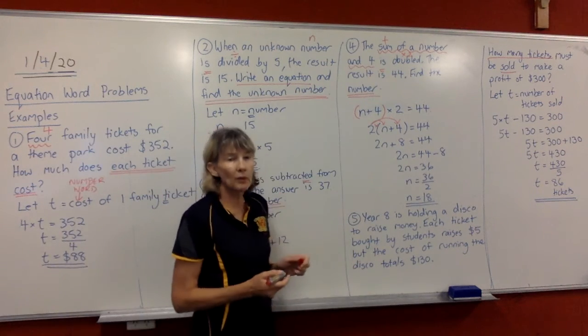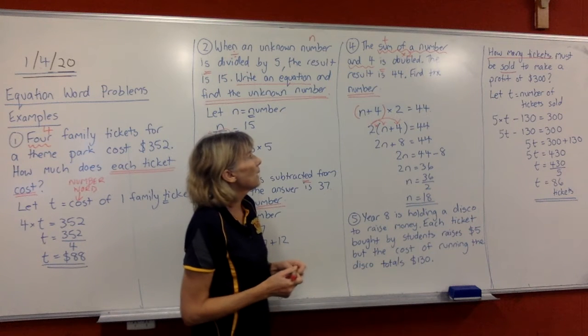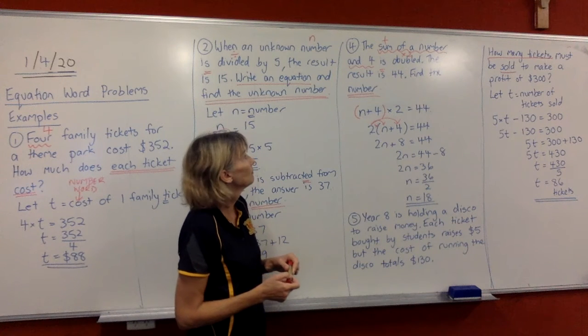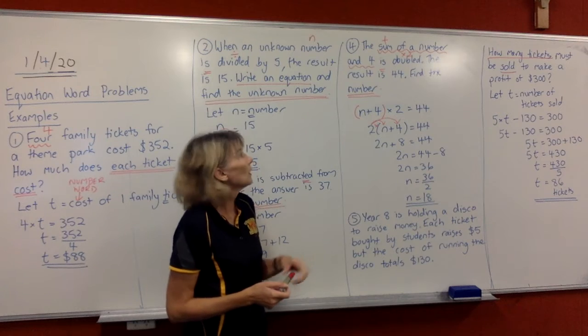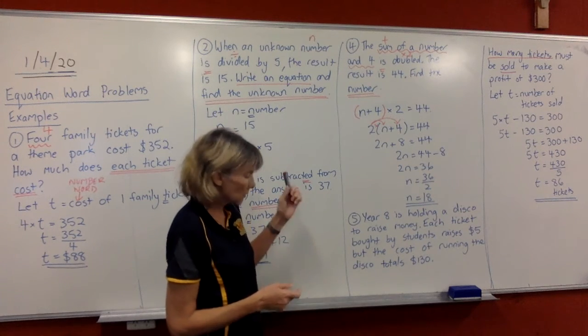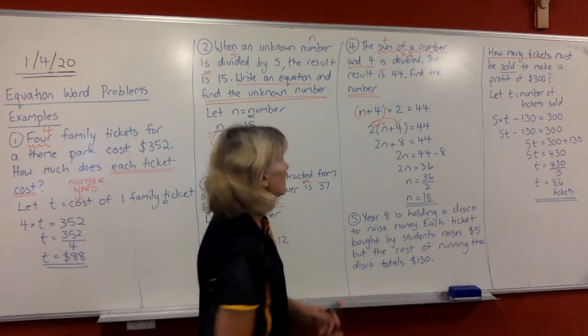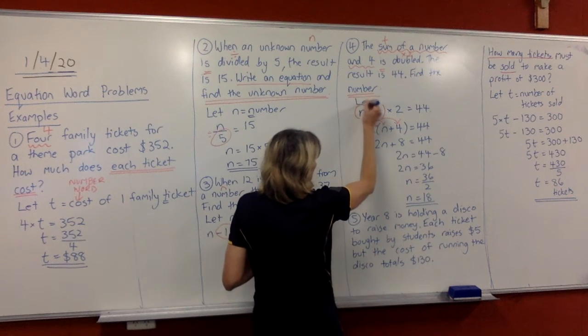Then just solve your equation like you normally would to get your answer. Okay, the next question, number 4. The sum of a number and 4 is doubled. The result is 44. Find the number. Oops, I forgot to write my let statement down. So let's make sure we do that.